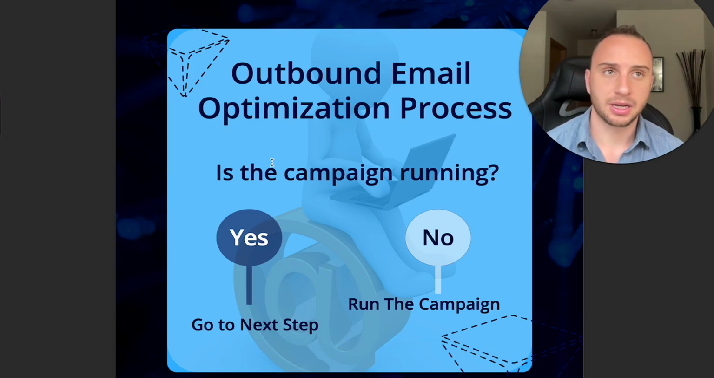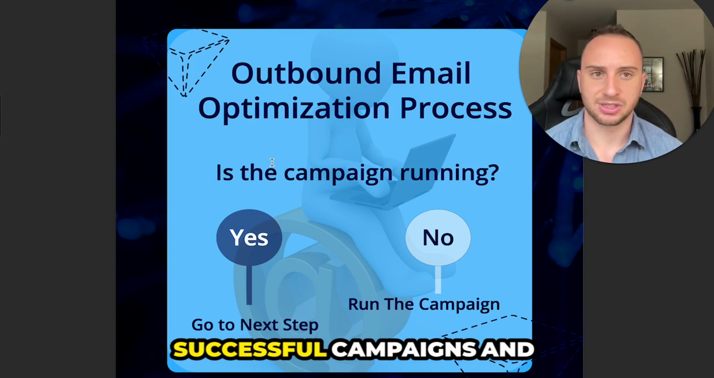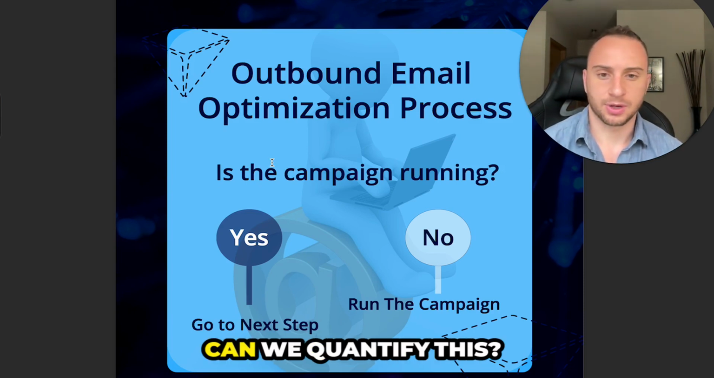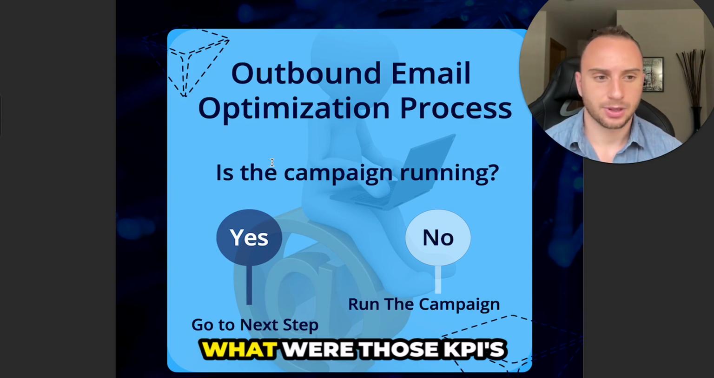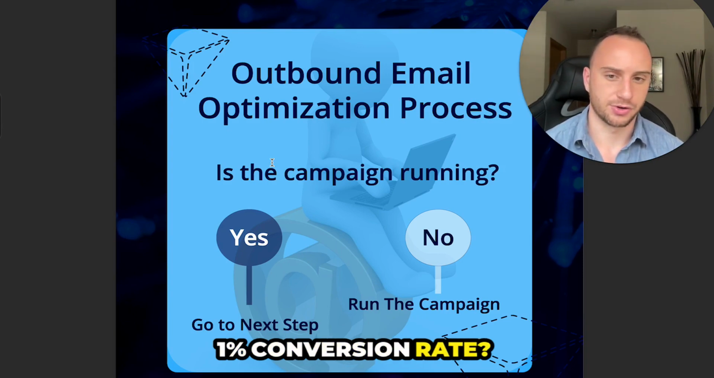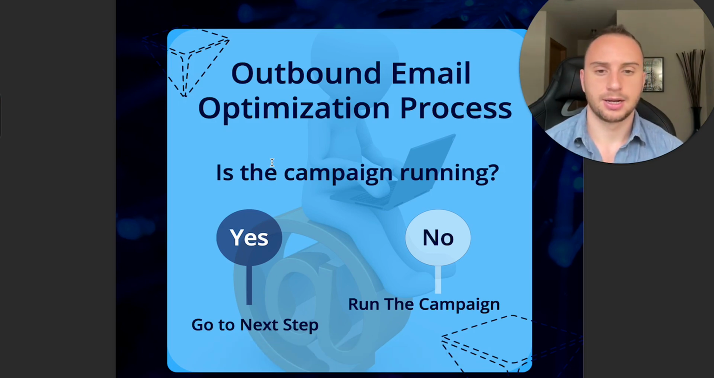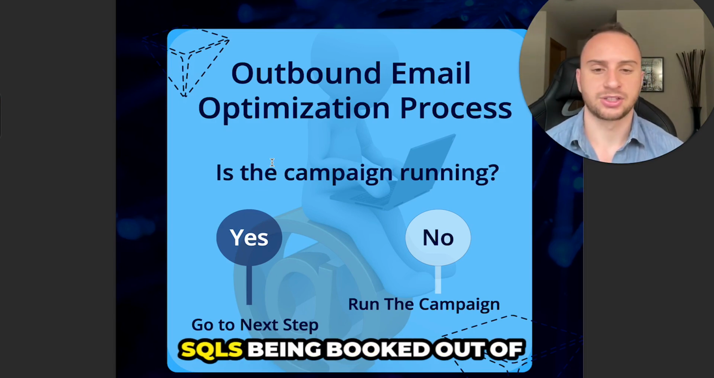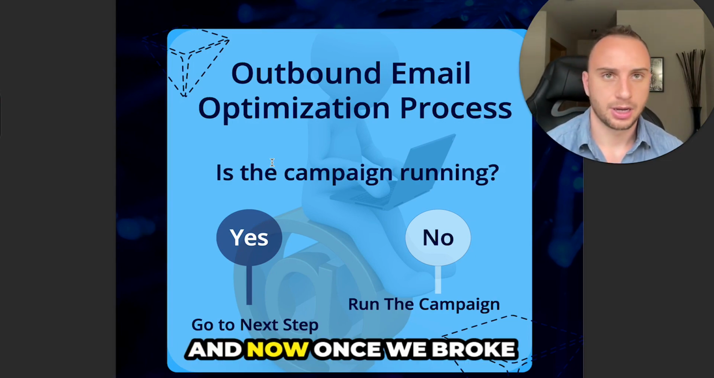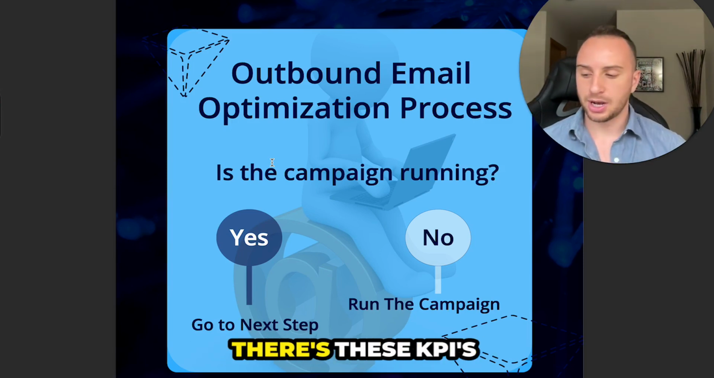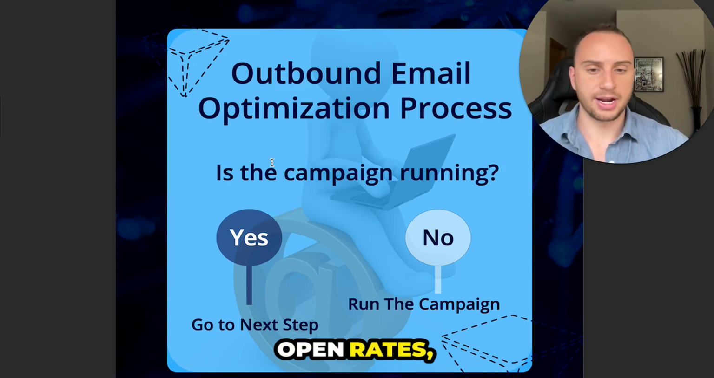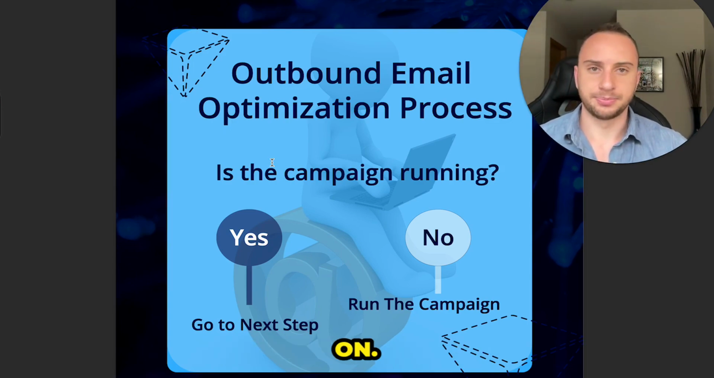And then what we did a couple of years ago is we went back to those successful campaigns and said, look, why were these successful? Can we quantify this? What were those KPIs that led to a 0.5 to 1% conversion rate? Just to give you some insight, that's about 5 to 10 SQLs being booked out of 1,000 cold contacts. Once we broke this down, what we learned is there are these KPIs inside of an email campaign: open rates, response rates, and so on.